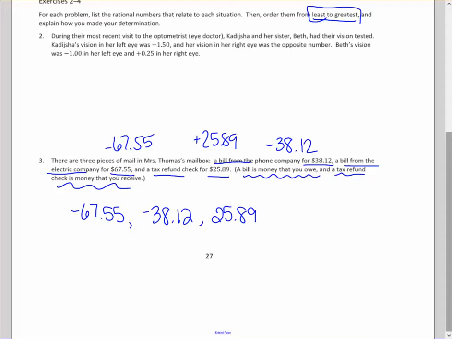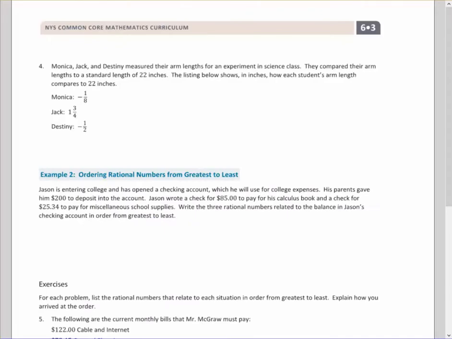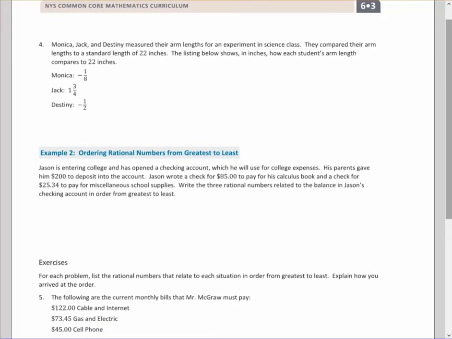All right, let's go to the next page. This question cracks me up. All right, Monica, Jack, and Destiny measured their arm lengths for an experiment in science class. This is called the science teacher ran out of good lessons and decided let's measure our arms, right? Now, why would someone measure their arms?